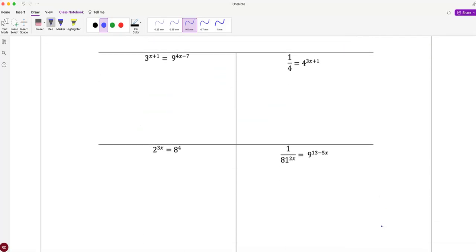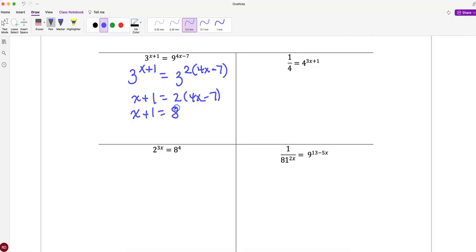So again, what you're doing is just rewriting both sides of this equation to have the same number on both sides. So if I look at this, 3 squared is 9. So I can rewrite this 3 to the x plus 1 equals 3 squared to the 4x minus 7. And now I get a linear equation. X plus 1 equals 2 times 4x minus 7. X plus 1 equals 8x minus 14. So 7x equals 15. So x is 15 over 7.